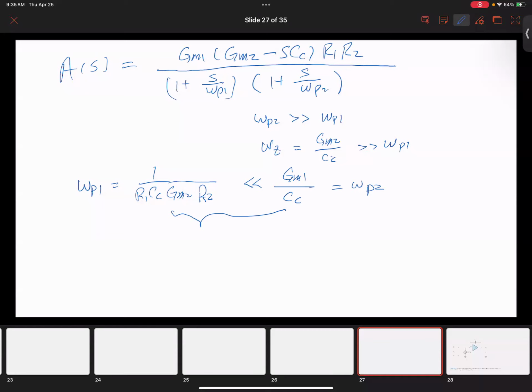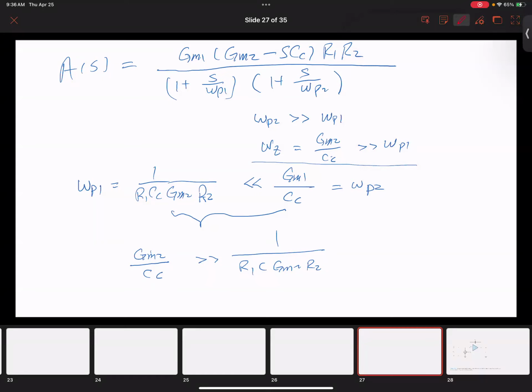So from the second one here, we can say WZ is equal to GM2 over CC, which has to be much larger than WP1, which is also 1 over R1 C, GM2 R2. So by using these two equations, we can find some useful values for us.